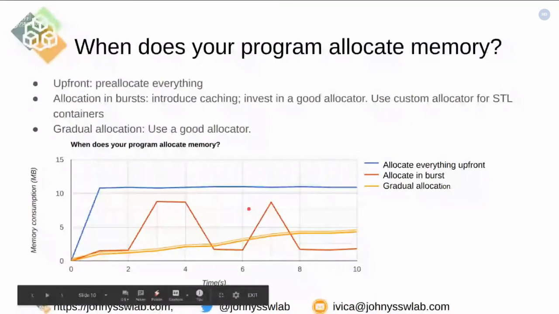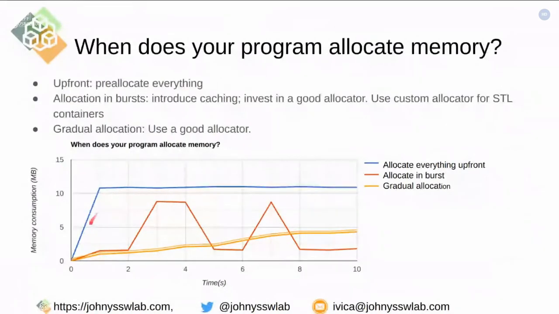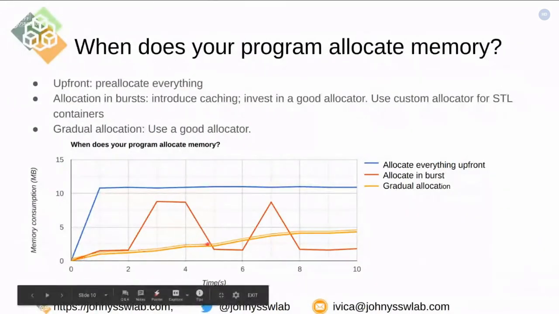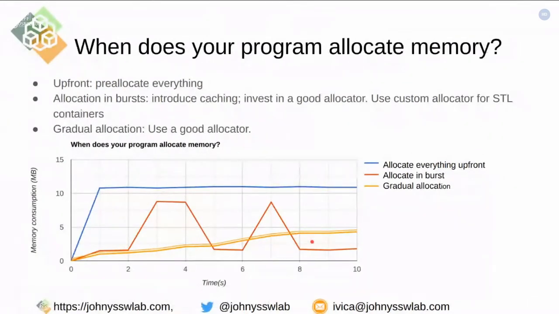There is also a pattern of gradual allocation. Gradual allocation means that the allocation slowly but steadily grows. This doesn't go on forever. Eventually, it needs to stop.